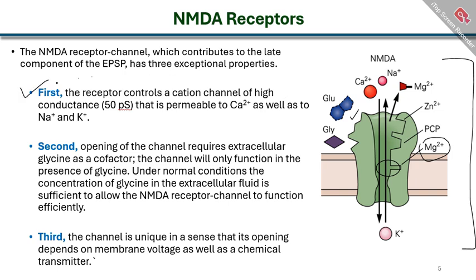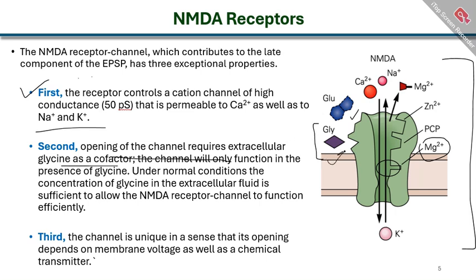What are those properties? First, the receptor controls a cation channel of high conductance that is permeable to calcium as well as sodium and potassium. It means whenever there is stimulation of this receptor, a large amount of calcium will move inside the cell, and it will cause stimulation in the postsynaptic cell. Second, the opening of the channel requires extracellular glycine as a cofactor. Glycine is shown here.